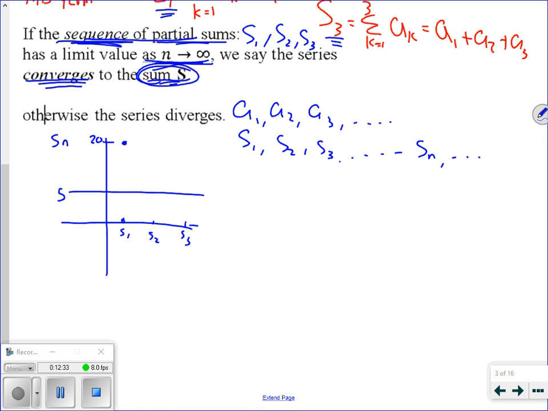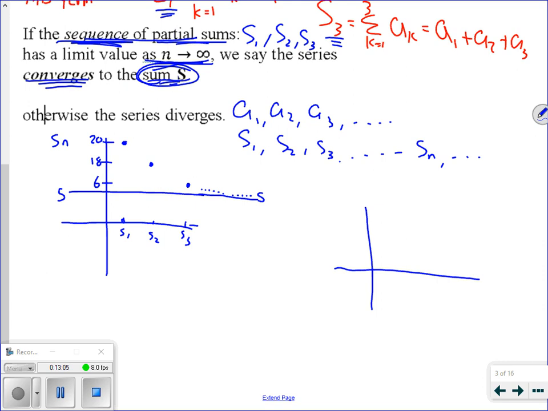Let's say the sum of the first two terms is 18. Let's say the sum of the first three terms goes all the way down to 6. Let's say that as I keep taking more and more sums, they eventually approach 5. Then the sum of the infinite amount of terms is 5. It converges to a sum of 5. And we're going to see this algebraically and graphically a lot later on.